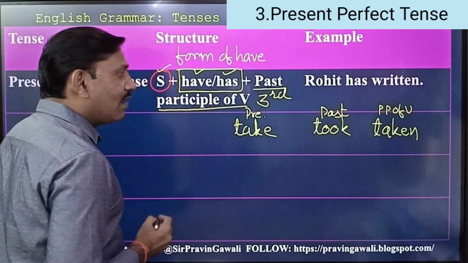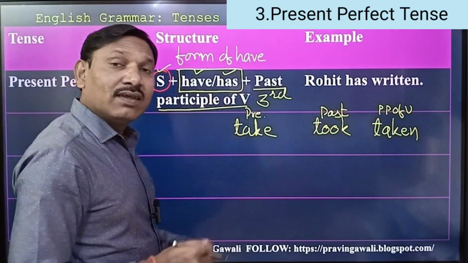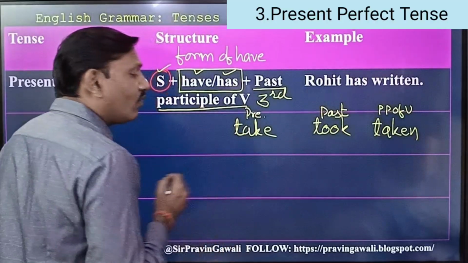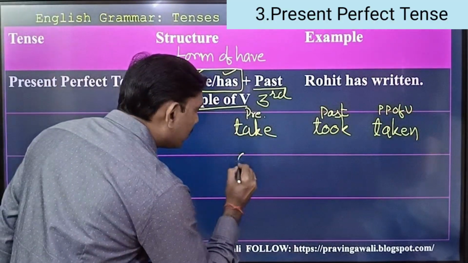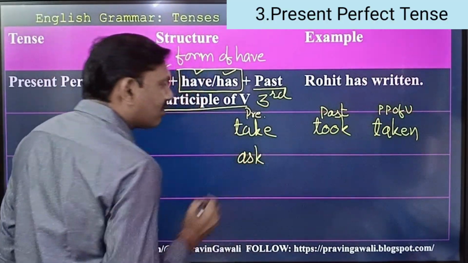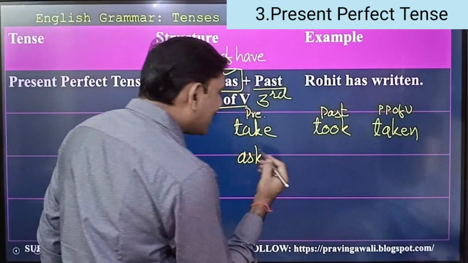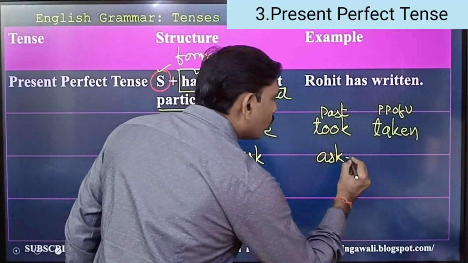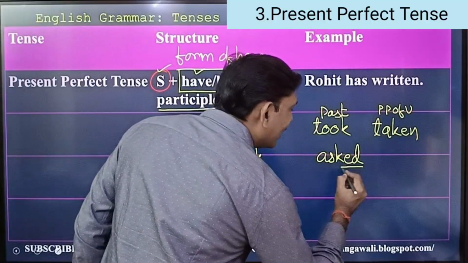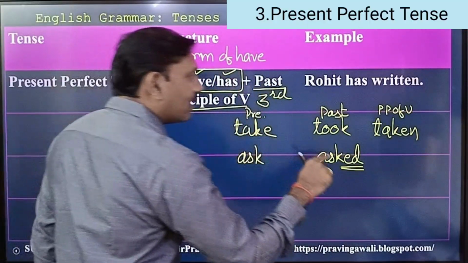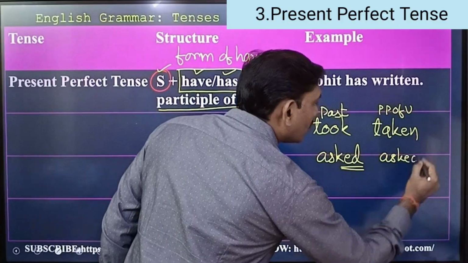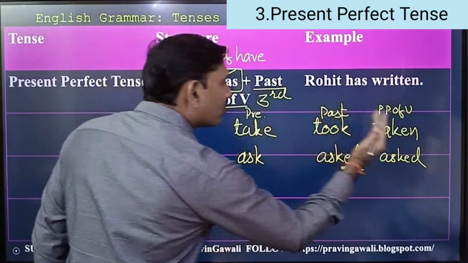Now for example, most of the time we make the past form and the third form by adding ed to the root verb. For example, ask. Ask is the root form. We can add ed to it. It is the general and common method to make the past tense, that is adding ed. Ask, asked, and the third form is also asked. So we should know the three forms of the verb.